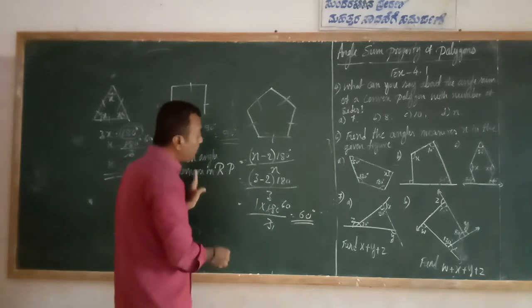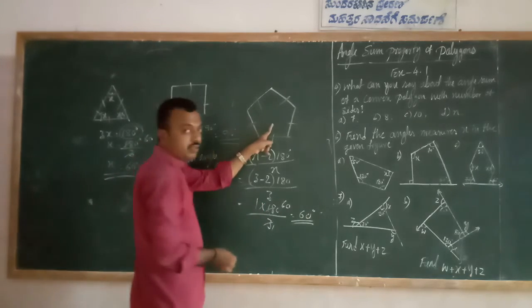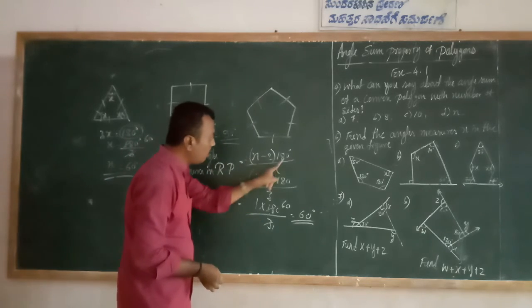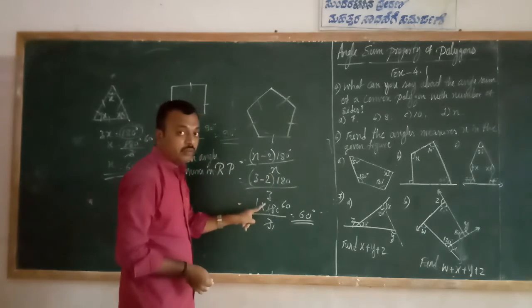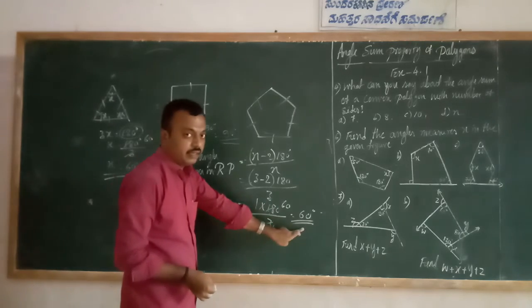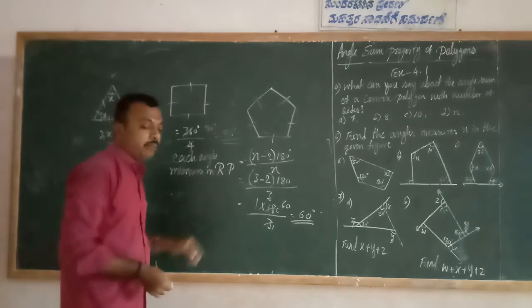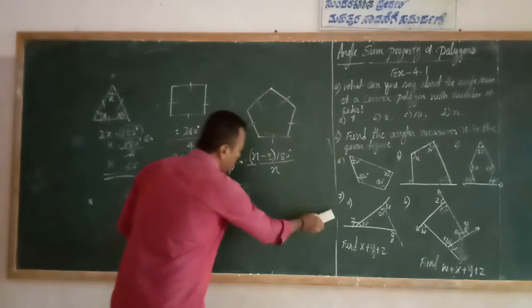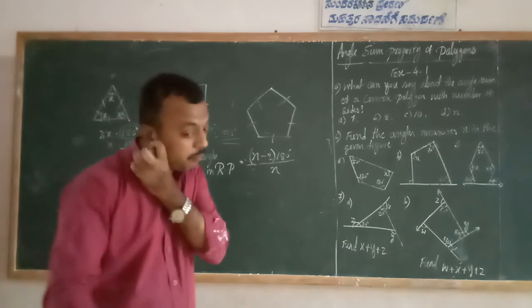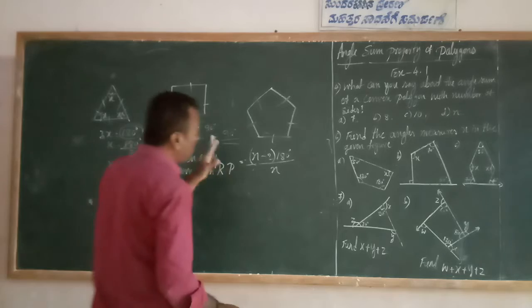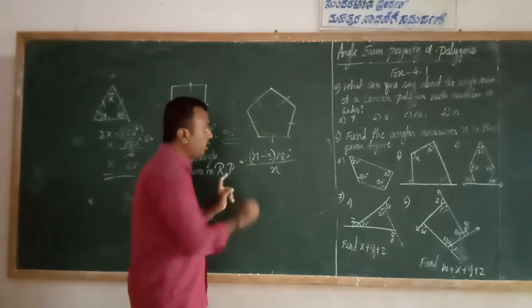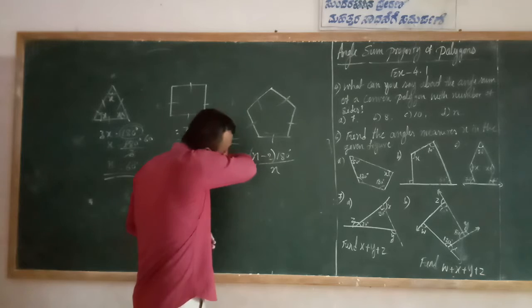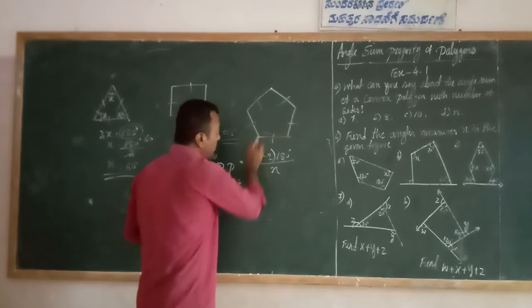Like that, regular pentagon. I will show now the regular pentagon. Regular quadrilateral is also the same: 4 minus 2 is 2, and as n is 4, you have to divide by 4. 180 divided by 4, so then you can get 90 degrees. Like that only you have to calculate it. I will show only the pentagon. So what is each angle in a regular pentagon? Regular pentagon means all sides are equal and all angles are equal. See, what is n in the pentagon?